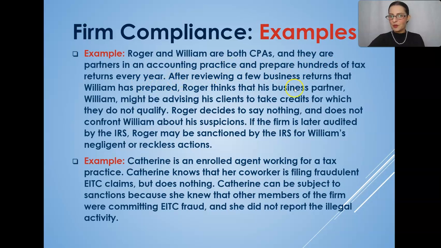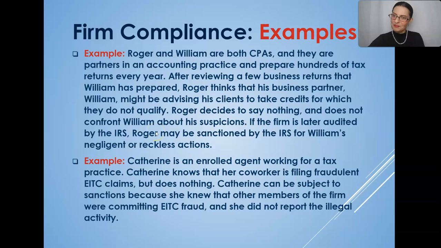After reviewing a few business returns that William has prepared, Roger thinks that his business partner, William, might be advising his clients to take credits for which they do not qualify. Roger decides to say nothing and does not confront William about his suspicions. If the firm is later audited by the IRS, Roger may be sanctioned by the IRS for William's negligent or reckless actions. Now, William can get in trouble too, for sure.